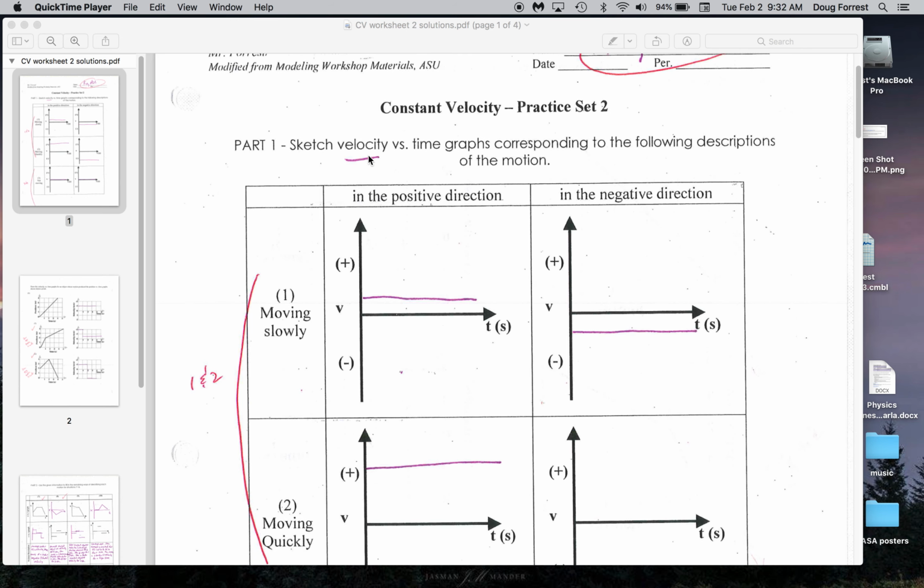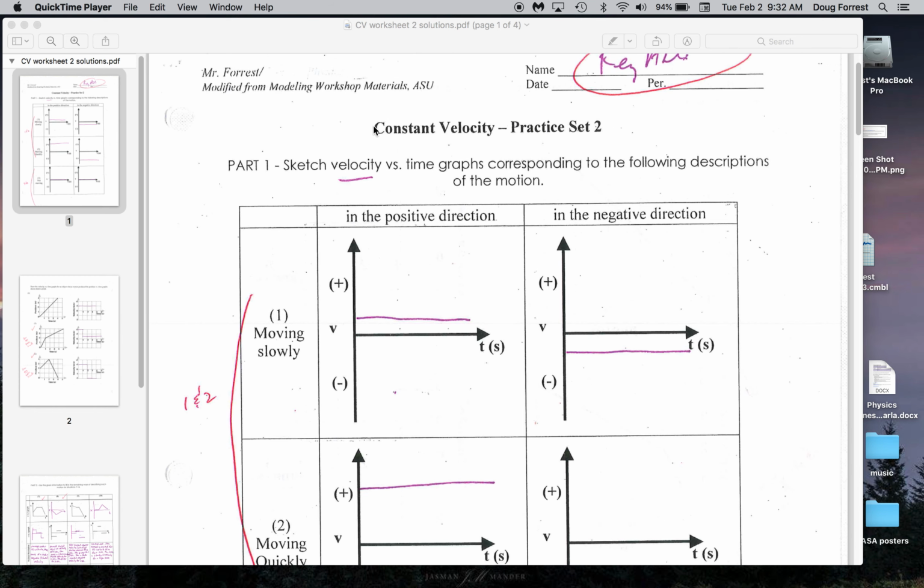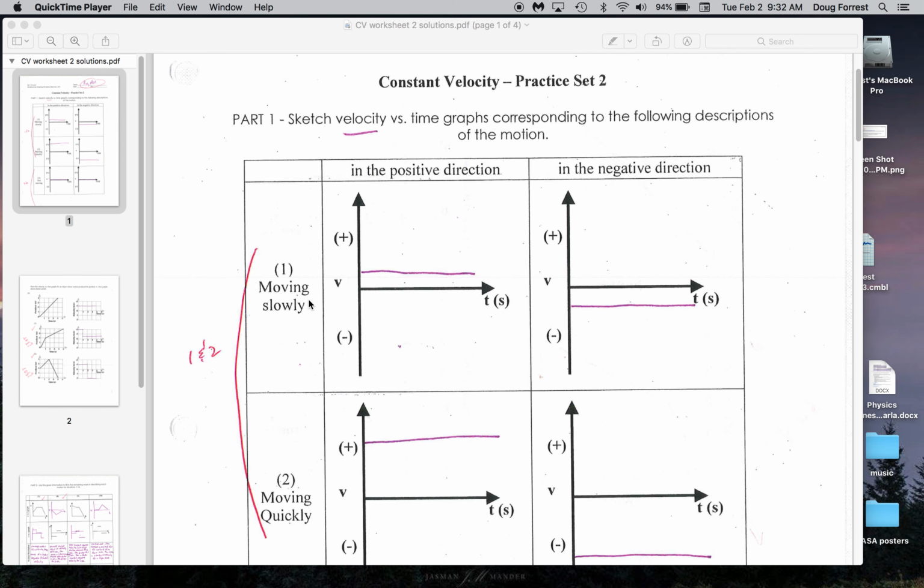So on this page one, remember, first of all, this whole set is about constant velocity. So we're not talking about accelerated motion. This is asking you to sketch velocity versus time graphs corresponding to the following descriptions. Here, if we're moving slowly, again, it's got to be a constant velocity. But if we're moving slowly, we would have a horizontal line a little bit above zero on the vertical axis, or something like that, if that's in the positive direction. If we're moving slowly at a constant speed in a negative direction, we'd be below here.